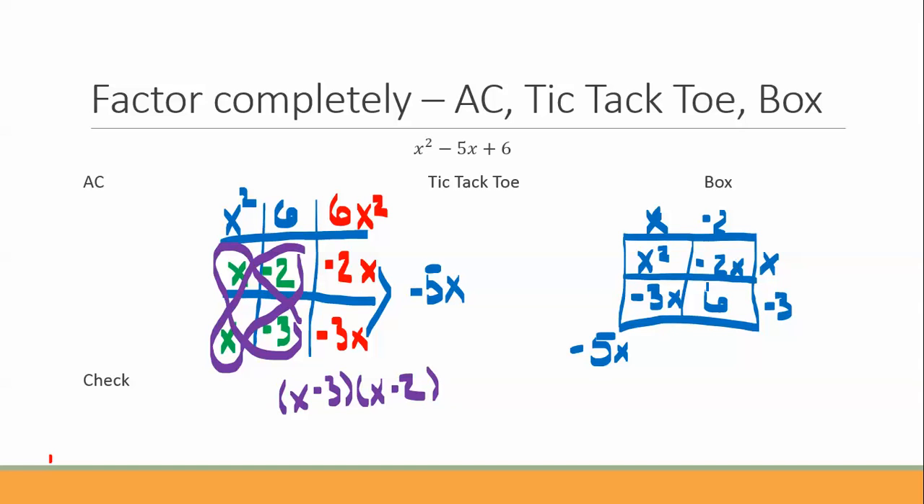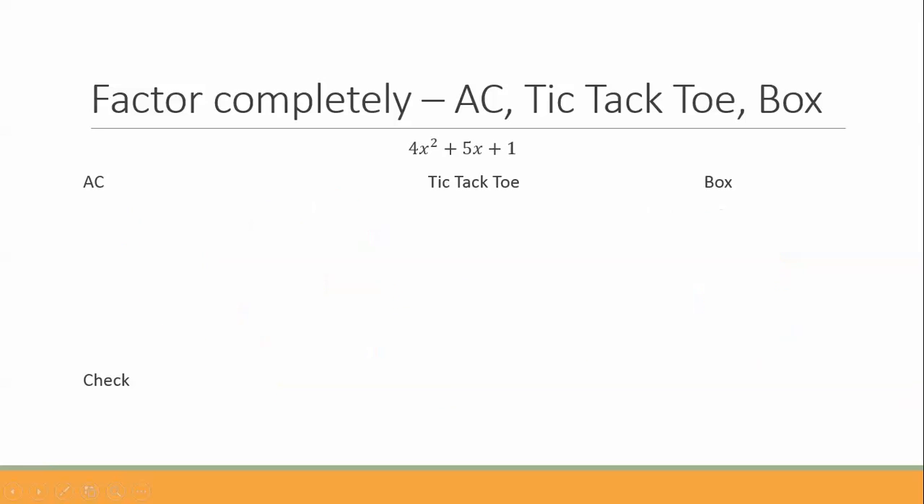So the box method is a little bit more of guess and check, but they all three work kind of similarly: what adds here and multiplies here. What adds to negative 5x and multiplies to 6x squared. Back here, remember, it was multiplying to 6 and adding to negative 5. So let's try another example.